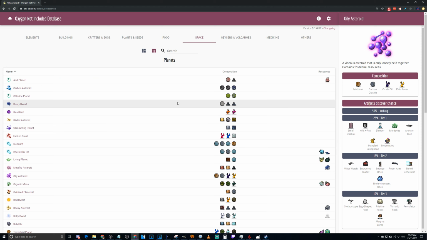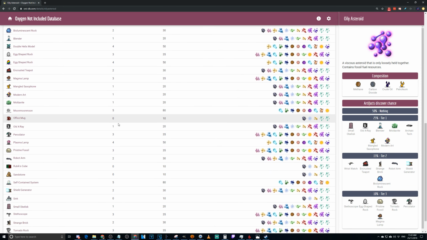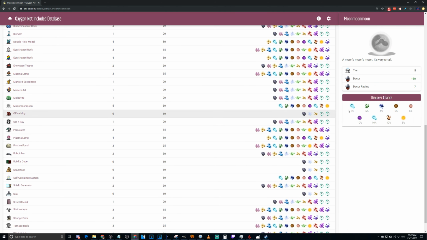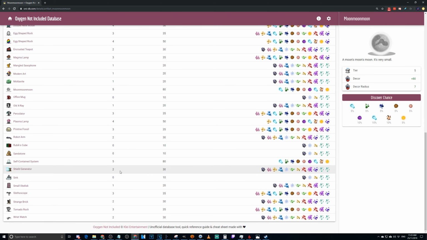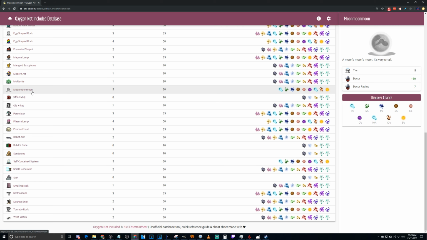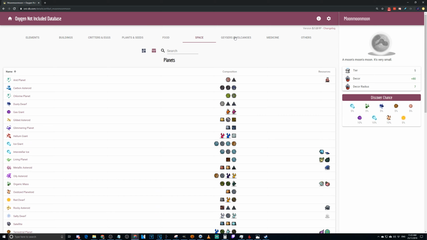And again, if we go over to a table view and we scroll down, we can see the best decor items are tier 5. We have a moon with a decor rating of plus 80 with a decor radius of 7. And these are all the different planet types they're available from. And there's one other one here, self-contained system. Again, same story, same stats, very, very effective at bumping up the decor in your base. And again, these are all those things that you find by browsing the Oxygen Not Included database.